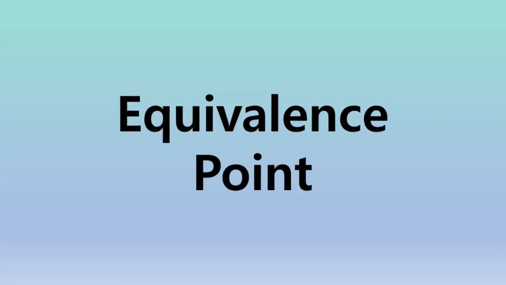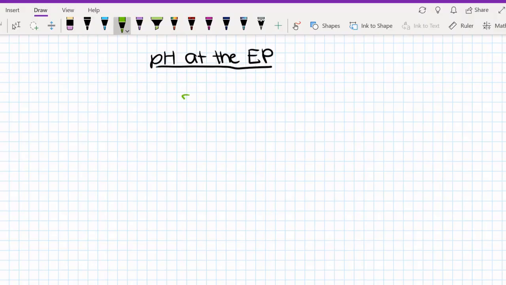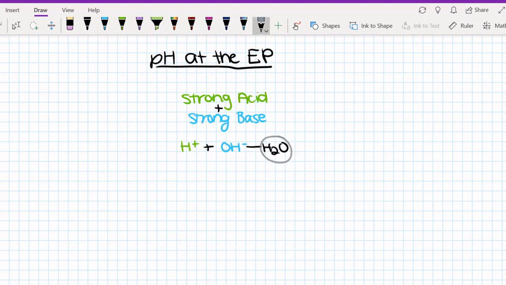The pH at the equivalence point is so important, so let's talk about the equivalence point for the different types of titrations. For a strong acid and a strong base, the hydrogen and hydroxide ions will react to form water. This is a neutralization reaction, and the pH will equal 7.